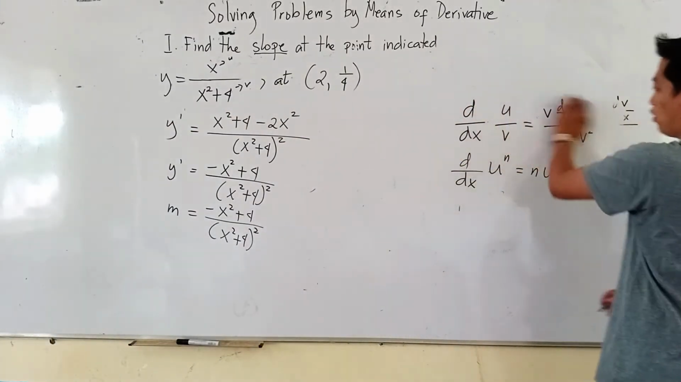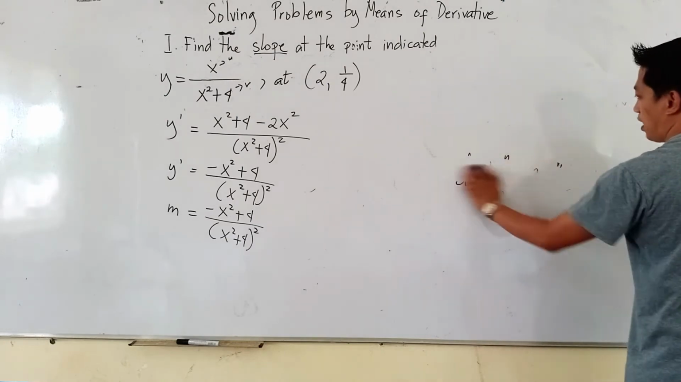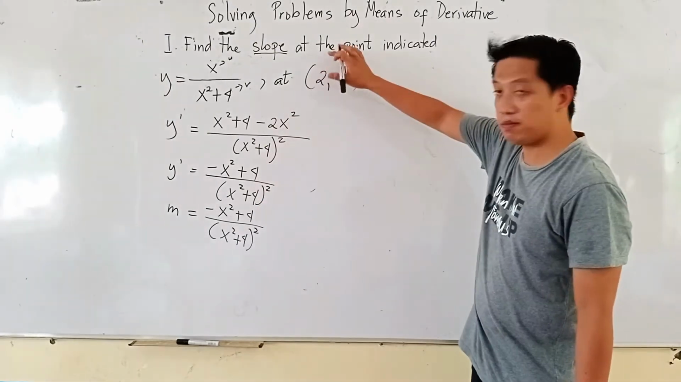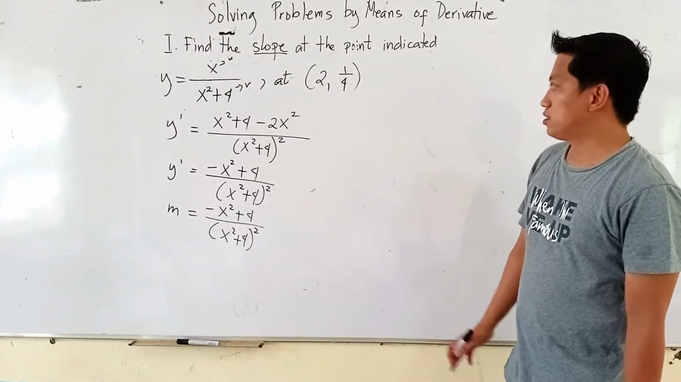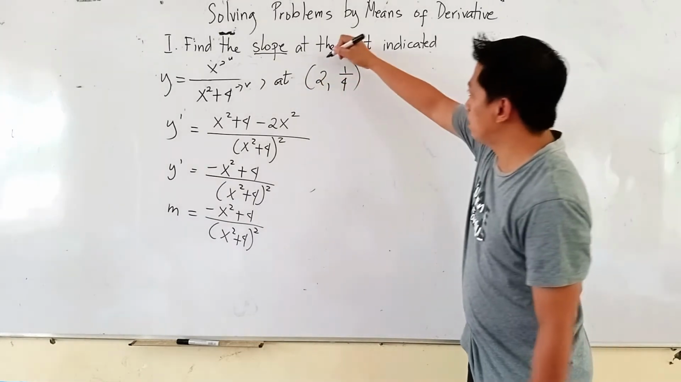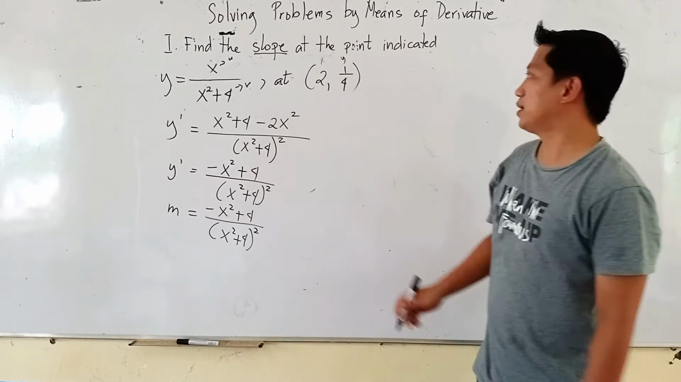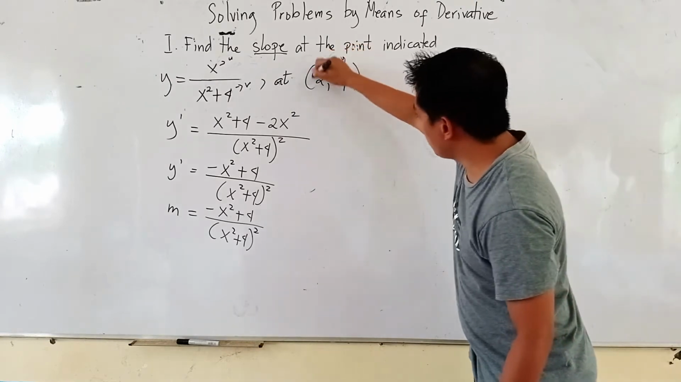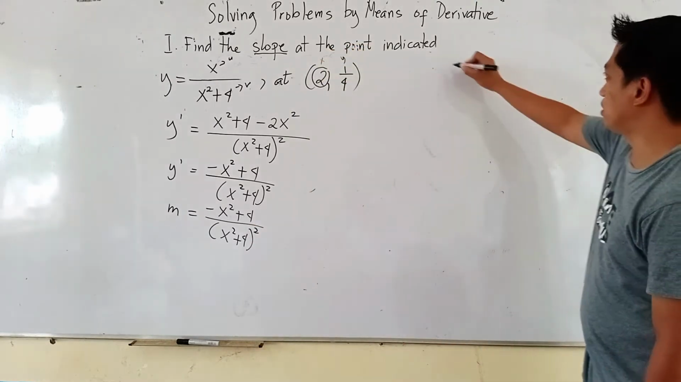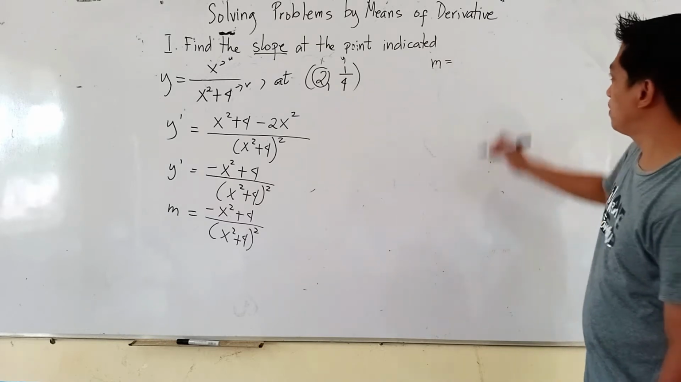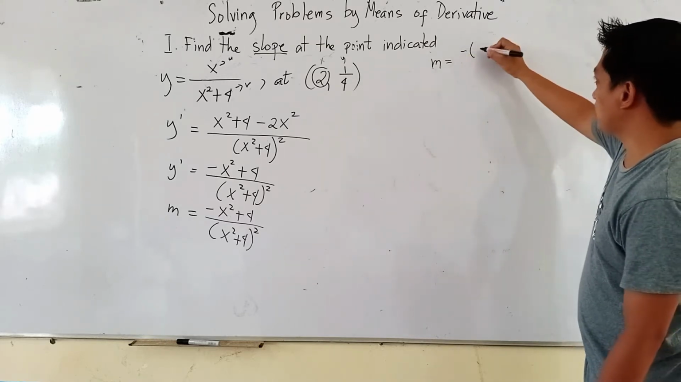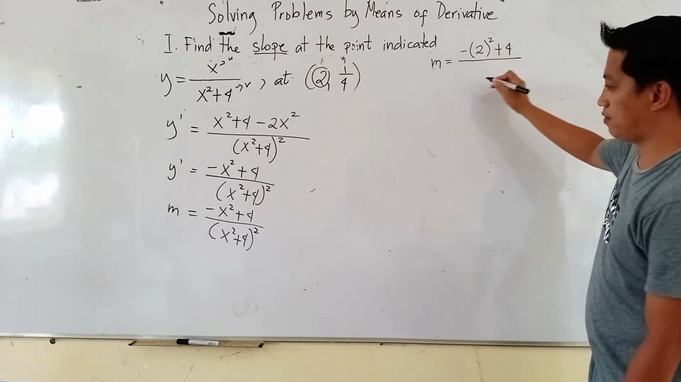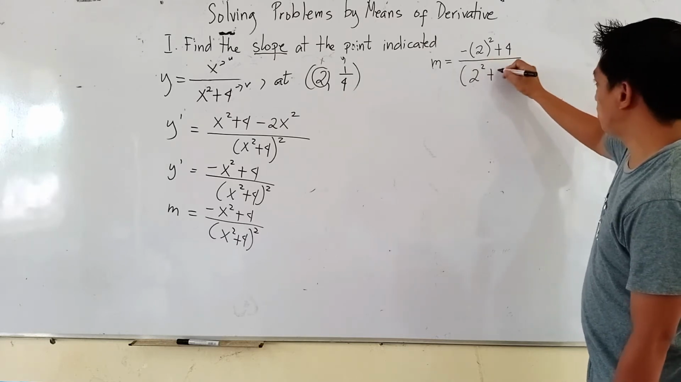Now, since we are asked to find the slope, anong gagawin natin? Ang gagawin natin is we're going to substitute the value of x of the given point sa ating function. So we have (2, 1/4). This is our x, this is our y. This is the x coordinate, this is the y coordinate. So the x coordinate is 2. So yung 2 lang yung gagamitin natin to substitute sa ating equation. So we have m equals negative of 2 squared plus 4 divided by 2 squared plus 4 quantity squared.